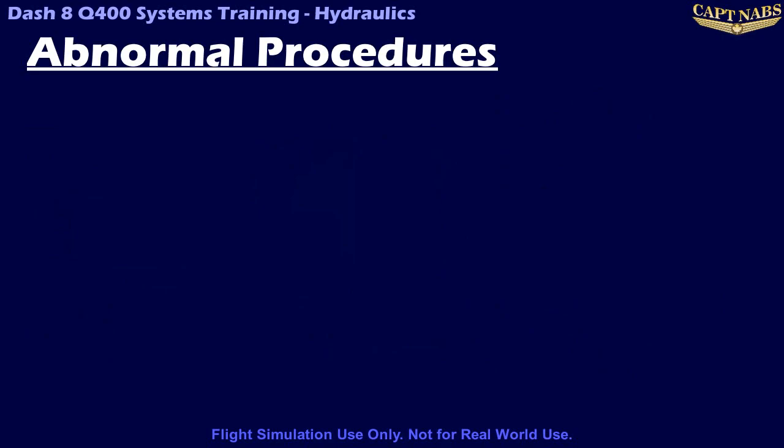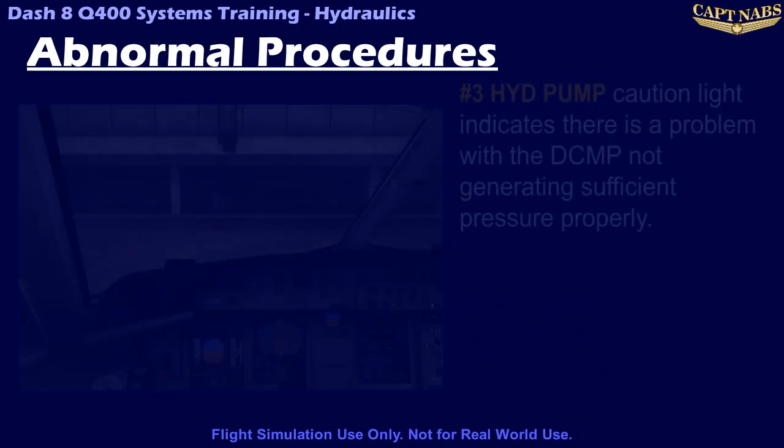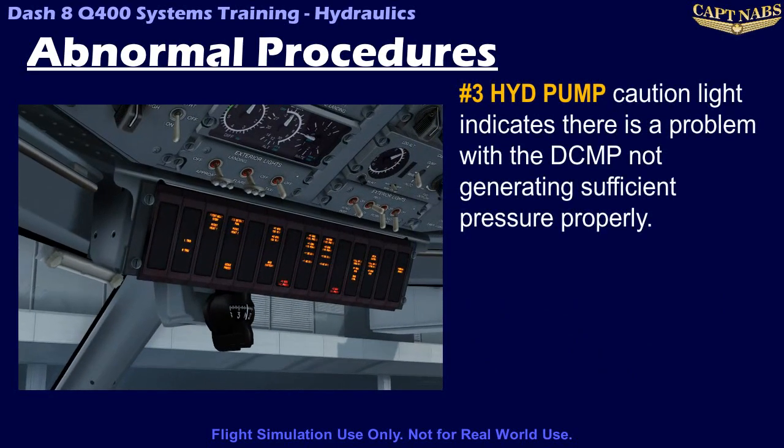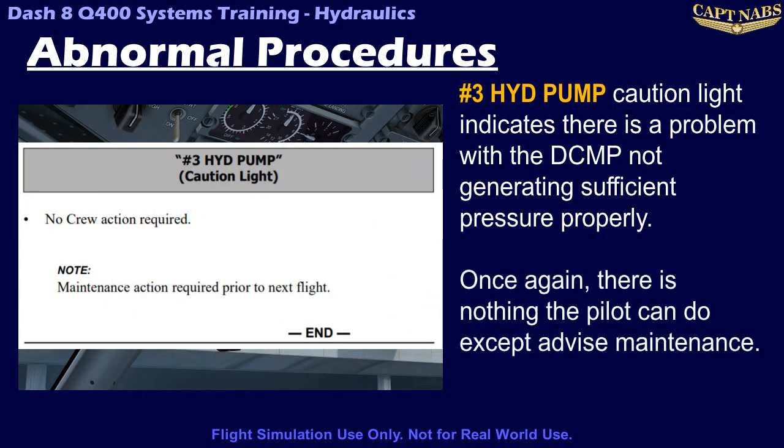The number 3 Hyd Pump caution light indicates a problem with the number 3 Hyd Pump generating pressure. Once again, there is nothing the crew can do for this failure except to complete the flight and call maintenance. Fortunately, the number 3 system is only a backup system, so as long as the number 1 and number 2 hydraulic systems continue to operate normally, the aircraft will operate normally.